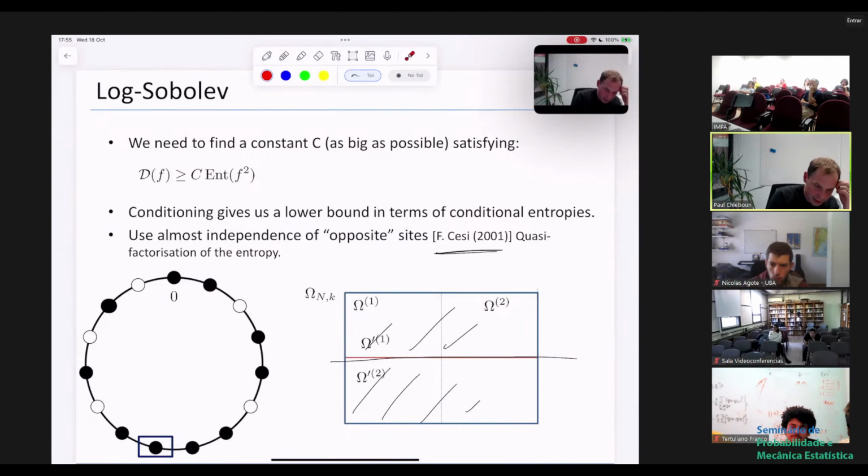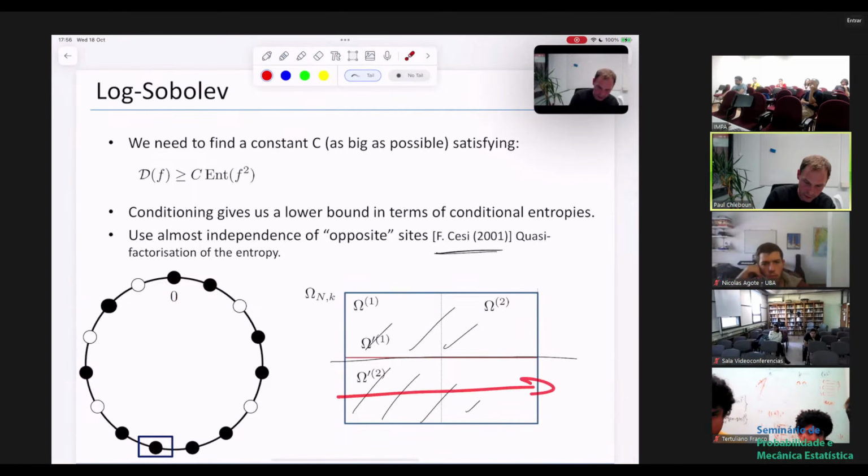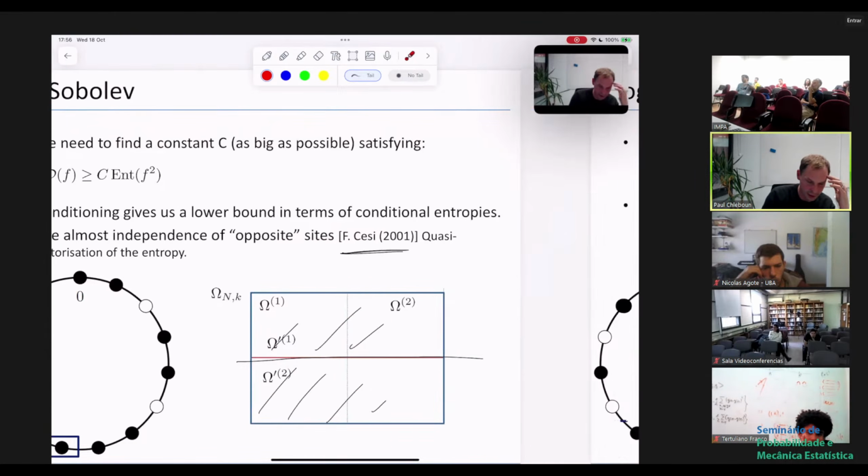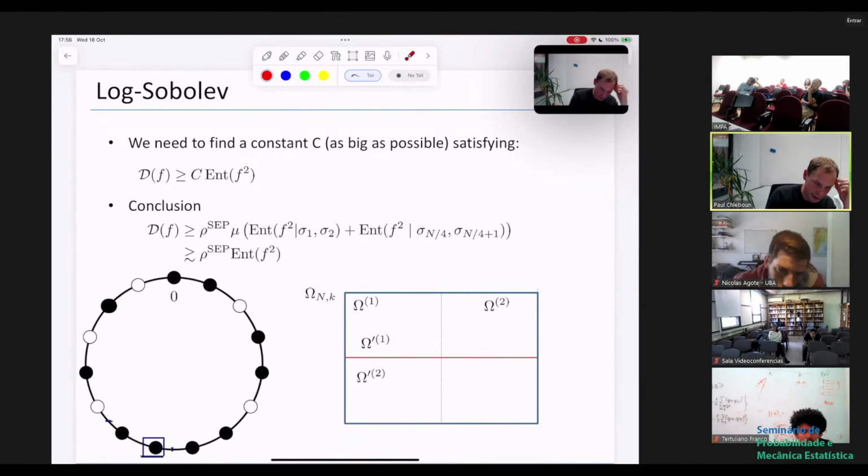So almost independence means entropy almost factorizes. The thing that I condition on that's almost independent is the occupation of the particle at, say, n over 2. If I fix this one, then I get good bounds on the log Sobolev constant perpendicular to this. And then I use the result of Cesi to say that I can control the Dirichlet form on each of the bits and then combine them. And that gives me control of the Dirichlet form in terms of the entropy everywhere.